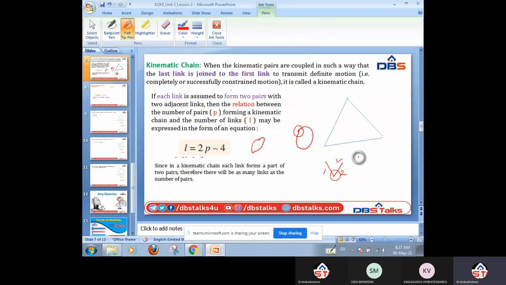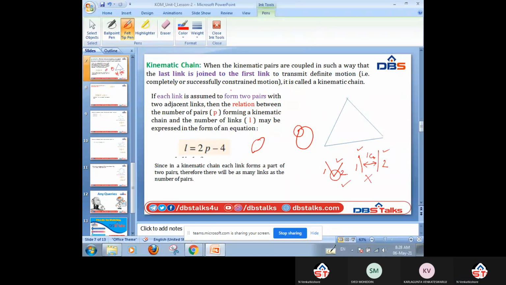Suppose, if you see here, links 1 and 2: this is one link and this is another link. These two are not connected. They are separated at some distance, maybe 1 centimeter. They are not joined. So link 1 and link 2 are not a pair, since we do not have any relation between link 1 and link 2.